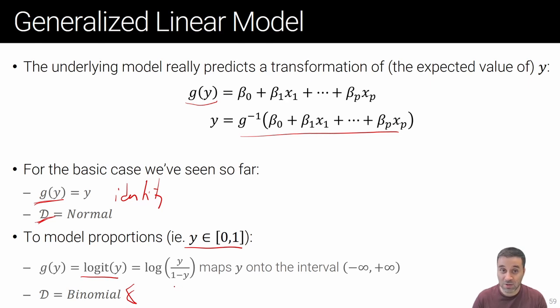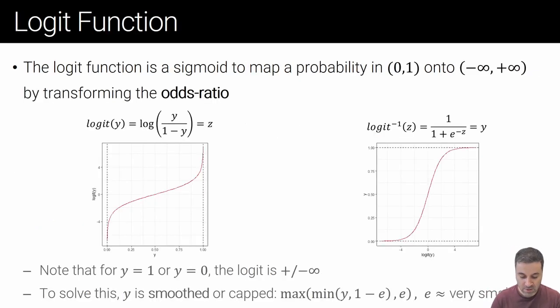What is this function doing? It's actually mapping the response, which is between 0 and 1, onto something that goes between negative infinity and positive infinity. So it's kind of stretching the variable y all through the real line. Let me show you. The logit function is what we call a sigmoid. It's a sigmoid because it has a shape kind of like an S. And again, it maps the response, which is a probability between 0 and 1, onto something that spans the whole real line between negative infinity and positive infinity.